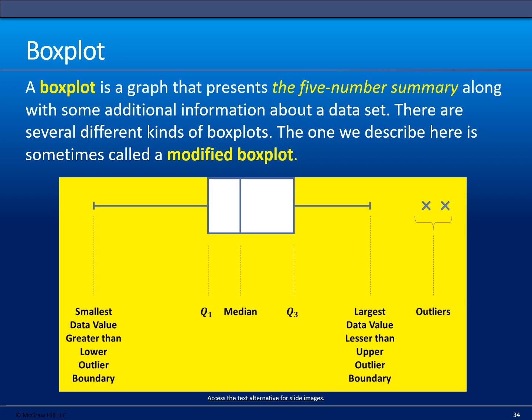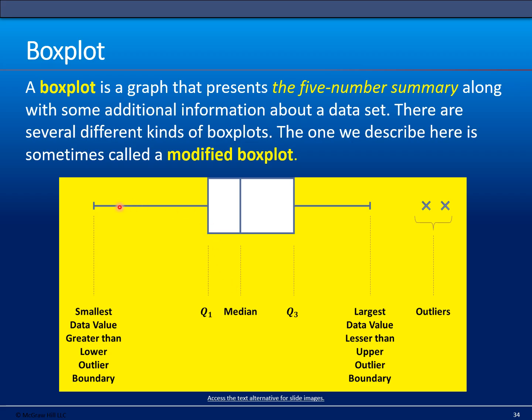The last thing we're going to talk about, I believe, is something called a box plot. A box plot is a visual graph that represents the 5-number summary along with some additional information about the data set. What we're looking at here is a modified box plot. I'm going to walk through this. Notice the box in the middle is created by quartile 1, quartile 3, and the median.